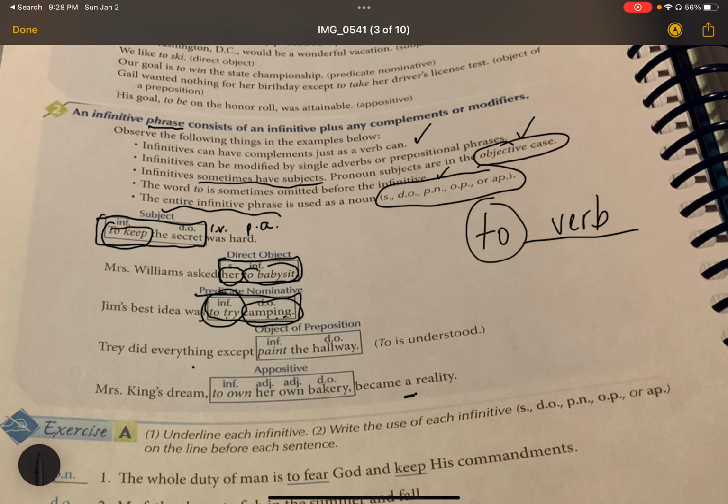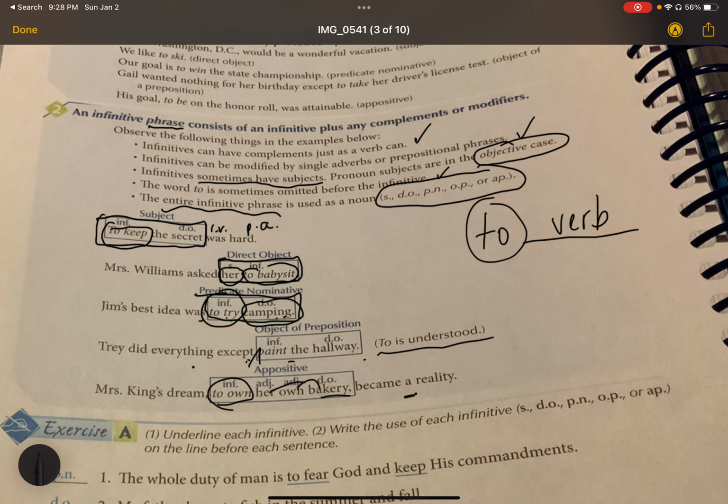All right. Trey did everything except paint the hallway. Here's a good example of when the word to has been left out. You could insert it and it would make sense. Trey did everything except to paint the hallway. Mrs. King's dream to own her own bakery became a reality. This is an appositive phrase. It starts with the infinitive to own. To own what? Bakery. And then her own bakery.